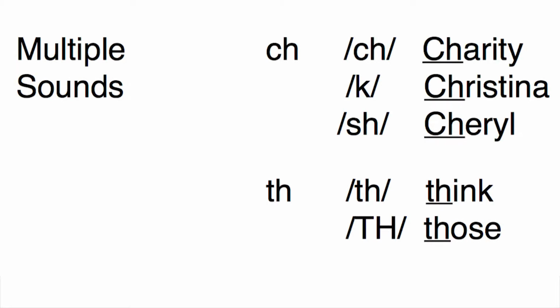So let's look at these sounds. It says ch as in charity. That's the Anglo-Saxon pronunciation. It can say k as in Christina. That's the Greek influence. And it can say sh as in Cheryl. That's the French influence. So which of those sounds is the most common? Well, it's going to be the first one, because again, we teach them in the order of frequency.